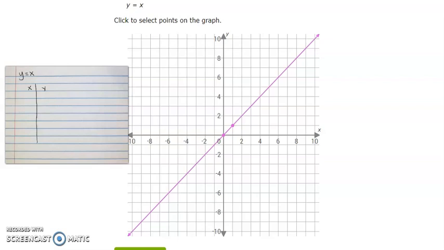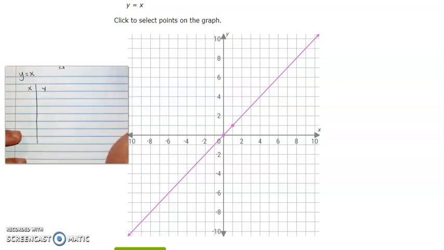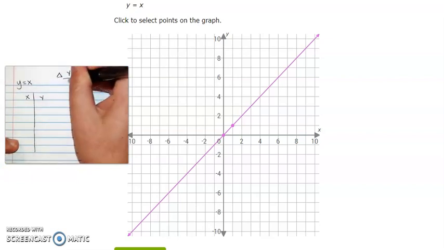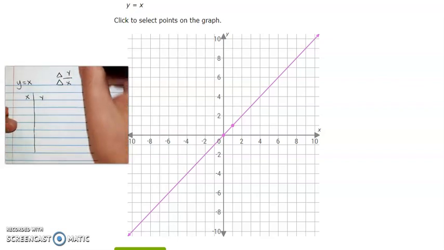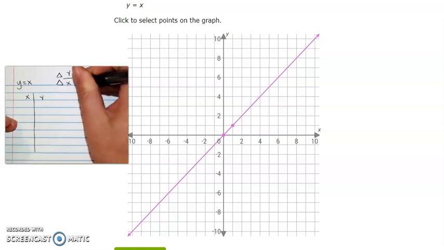Okay, today we're going to talk about finding slope from a table. We've already learned how to find slope from a graph: rise over run, or the change in y over the change in x. So we relate how y changes. Y is our dependent variable, and x is our independent variable. So y depends on x.